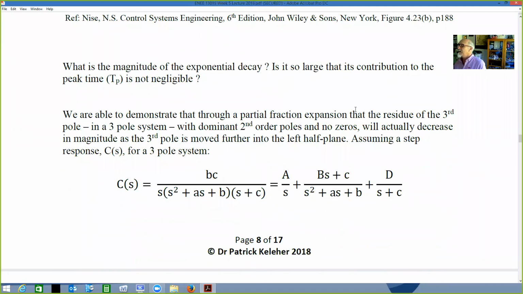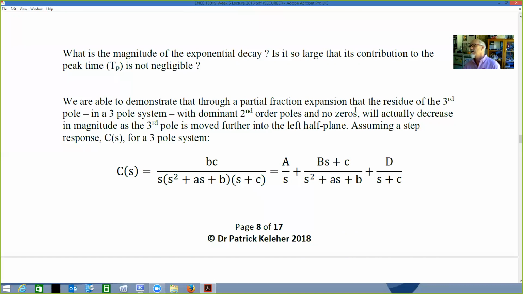What is the magnitude of the exponential decay? Is it so large that its contribution to the peak time is not negligible? We're able to demonstrate through a partial fraction expansion that the residue of the third pole, in a three-pole system with dominant second order poles and no zeros, will decrease in magnitude as the third pole is moved further into the left half plane, as we saw. Assuming a step response, our output function C of S for a three-pole system generally has this form. If you multiply through by that S in the denominator, you'll see that the highest power of S will be S cubed. That's where the third order comes from.